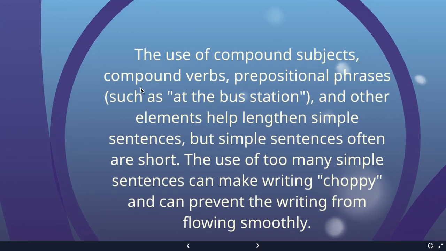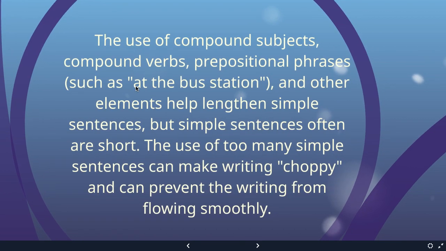So, the use of compound subjects, compound verbs, prepositional phrases such as at the bus station, and other elements can help lengthen a simple sentence. They can help vary it. They can help make it more interesting. But simple sentences often are short. This one gets a comma with but, because I have a subject in simple sentences, and then I have a verb with are. The use of too many simple sentences can have the effect where the writing becomes a little bit choppy, and it sounds like you're talking to a 4-year-old.